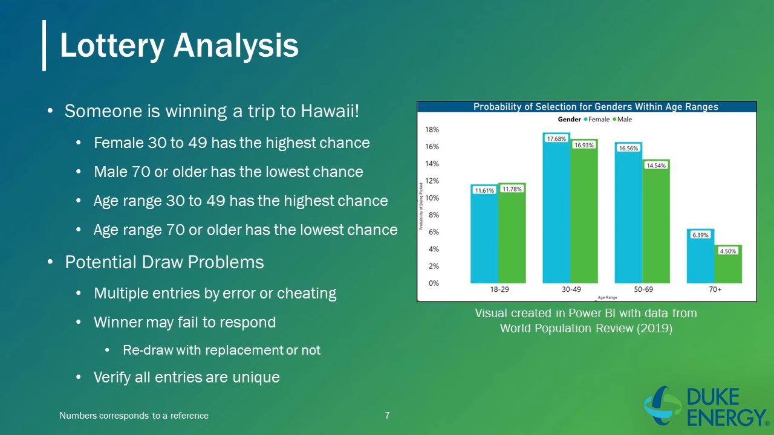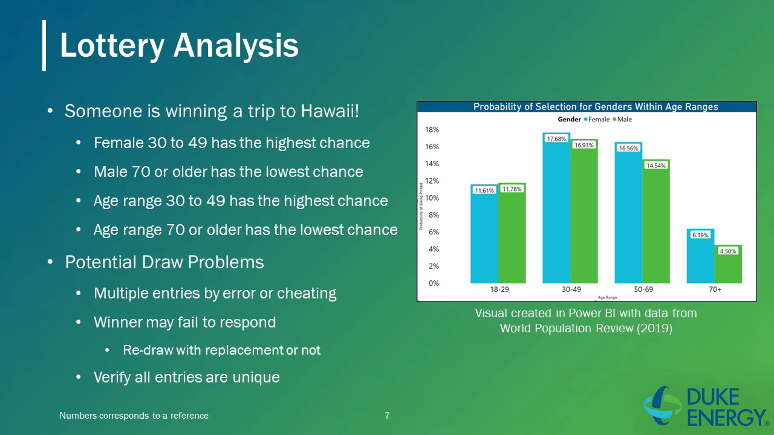A generous prize has been added to the promotional event, a special trip to Hawaii. As demonstrated earlier, the standard probability of a female being selected is 52.2%, and a male being selected is 47.8%. Shown on the screen is the probability of a male or female being selected within each age group winning the prize. As shown, a female aged 30 to 49 has the highest probability of winning at 17.68%, whereas a male who is 70 or older has the lowest probability at 4.5%.